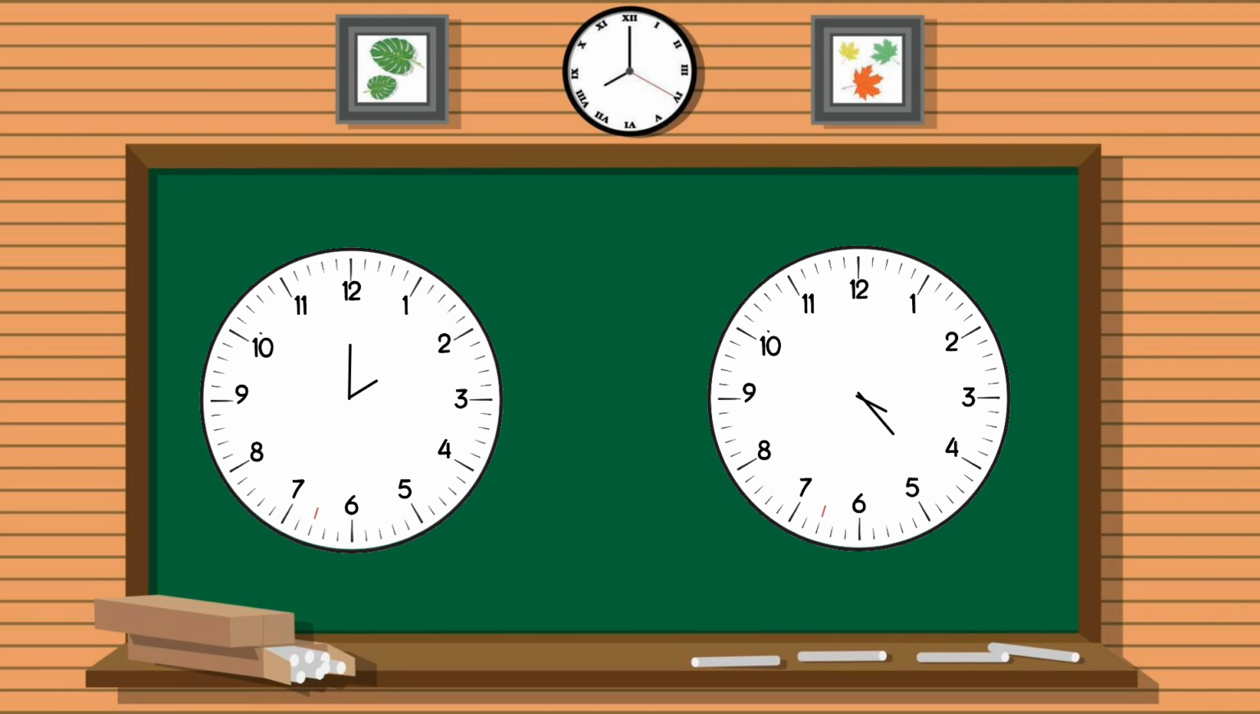Now let's try another example. Same thing we do, we need to look at the short hand. It's pointing at 2. Now, to know how many minutes have passed, we need to count from 12. 5, 10, 11, 12, 13. So it's 2:13. That's all. Thank you.